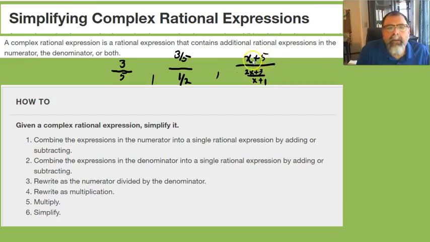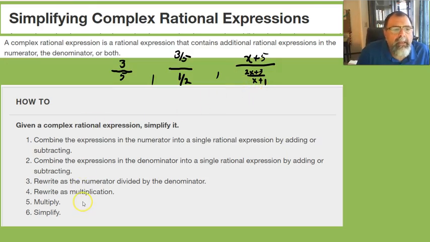Okay, so you can have an additional rational expression either in the numerator, the denominator, or like at this fraction, I had it in both. So this one's a simple fraction, complex fraction, and then this is a complex rational expression.